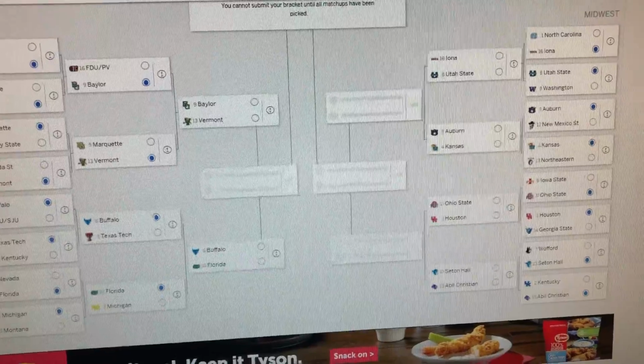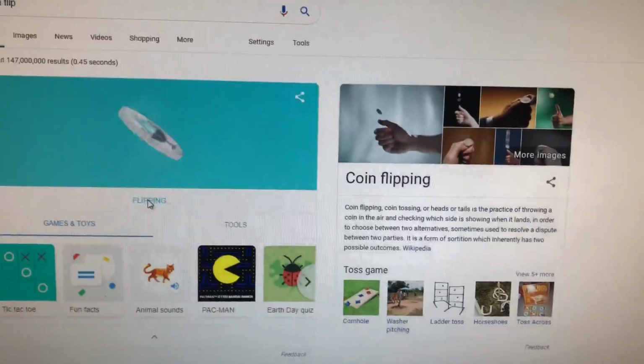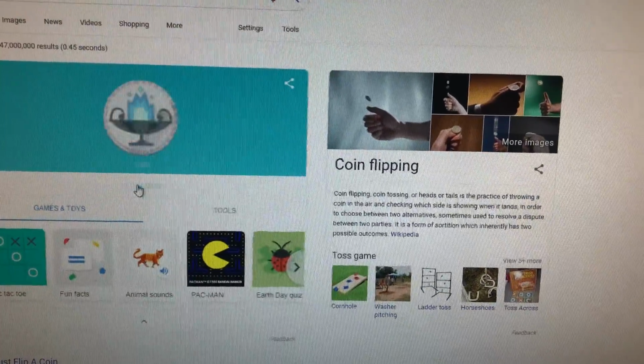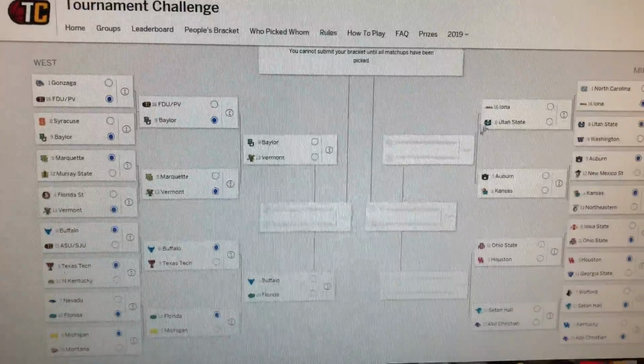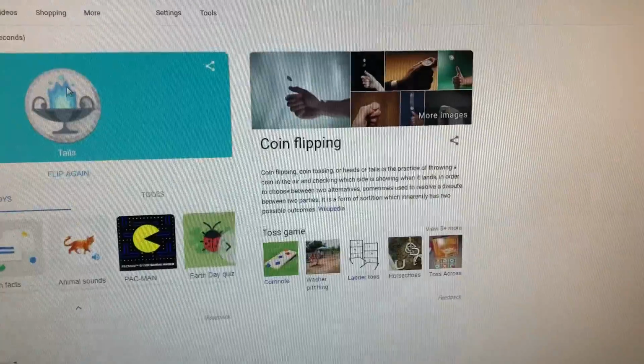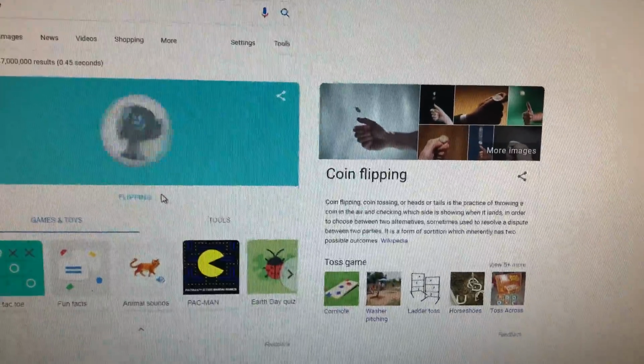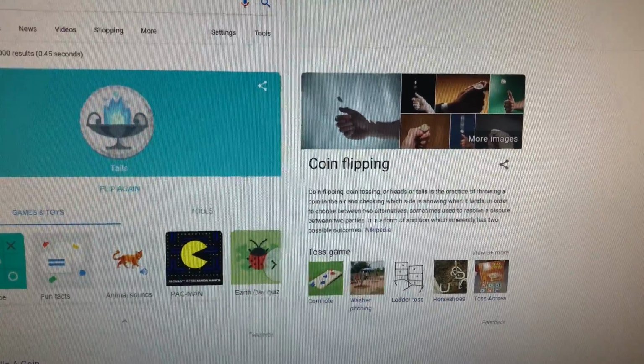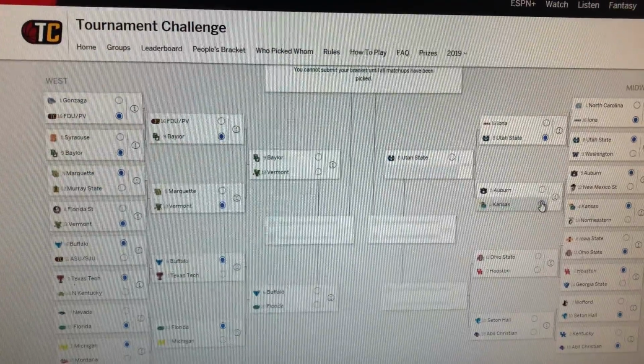Then we're moving on over here. Iona and Utah State. Will we see Iona moving on as a 16 seed? We will not. We have Utah State. Come on, I really want to see a 16 seed in there. Then Auburn and Kansas. Will we have a 5 or a 4 moving on to the Sweet 16? We will have the 4 seed Kansas Jayhawks.